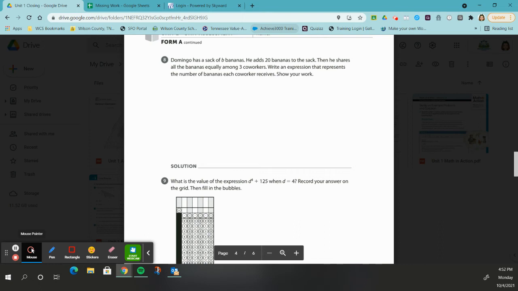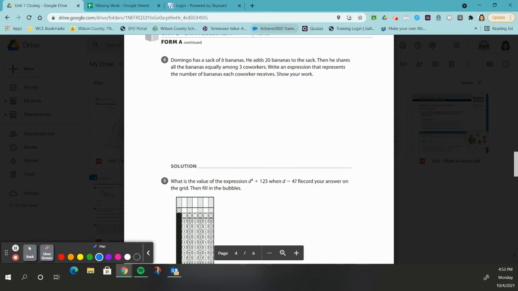Domingo has a sack of B bananas. He adds 20 bananas to the sack, then he shares all the bananas equally among 3 coworkers. Write an expression that represents the number of bananas each coworker receives, and be sure to show your work.